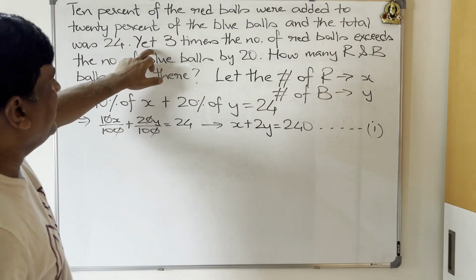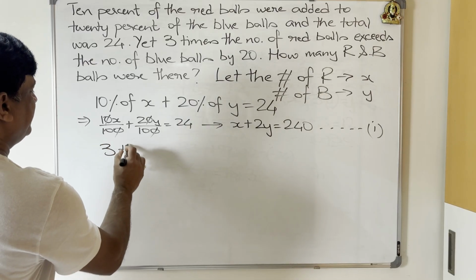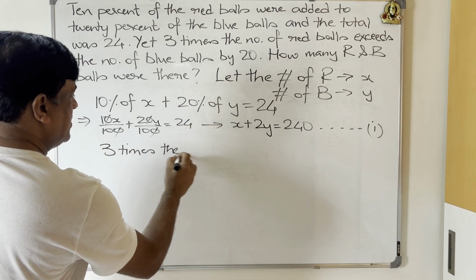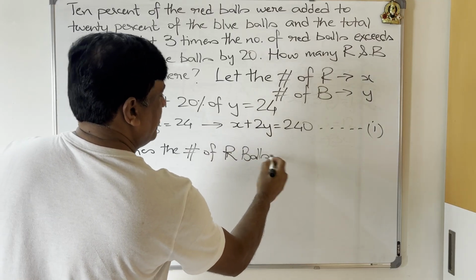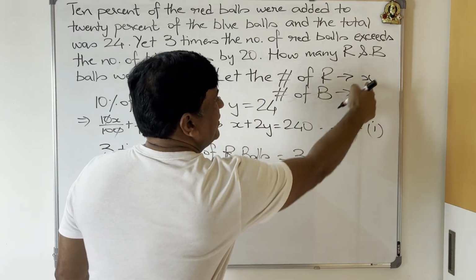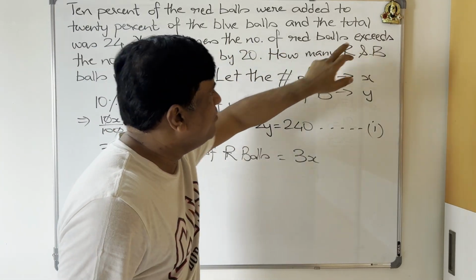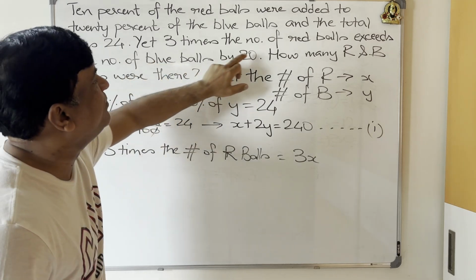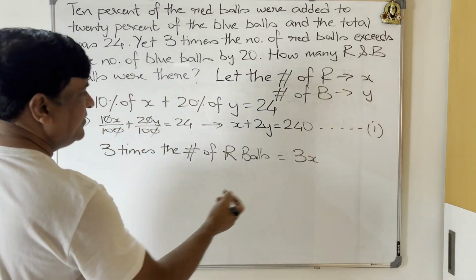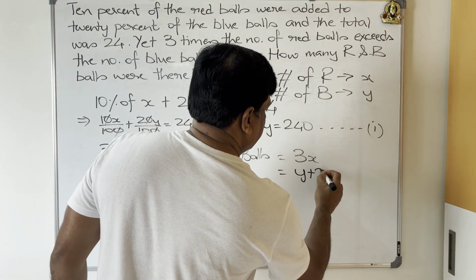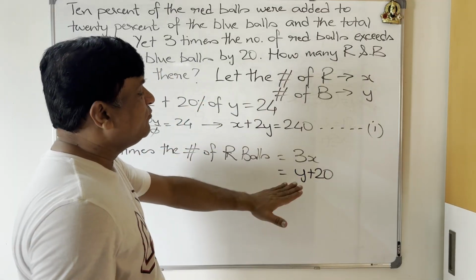What are they saying yet? 3 times the number of red balls. Red balls means it is 3x, because we took x as the number. What is the condition? They are saying 3 times the number of red balls exceeds the number of blue balls by 20. Exceeds means this is greater than y plus 20. No, not greater. This is equal to y plus 20.